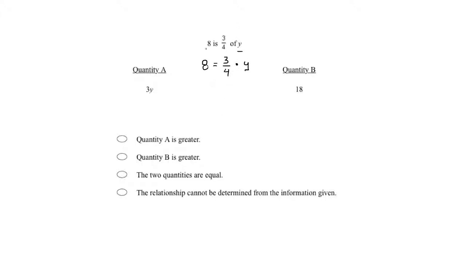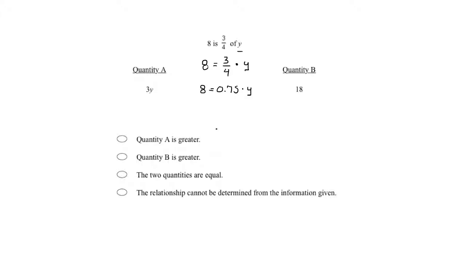So what we have here is a super basic algebraic equation. One of the ways that you might be comfortable with solving this, if you really don't like fractions, is to take 3/4 and put 3 divided by 4 into your calculator. Turn it into a decimal number. Now 8 is 0.75 times y.